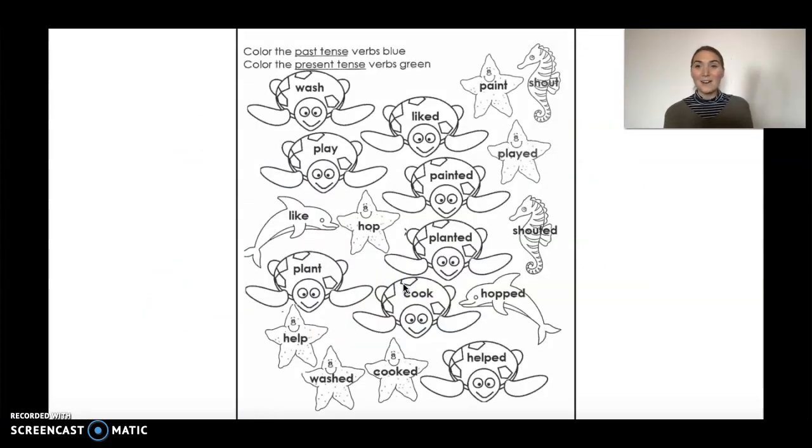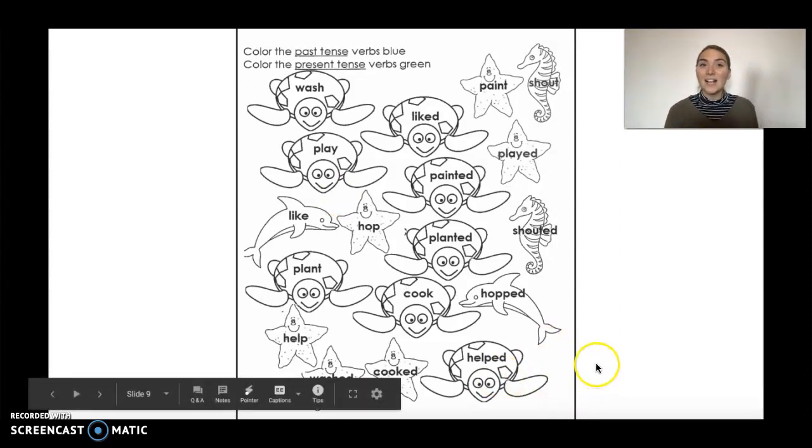All right, boys and girls, now it's your turn to practice reading these verbs and asking yourself, did this happen in the past or in the present? Look for that ED clue for those past tense verbs. Color the past tense verbs blue and color the present tense verbs green.